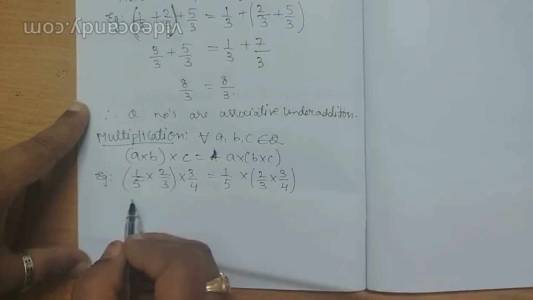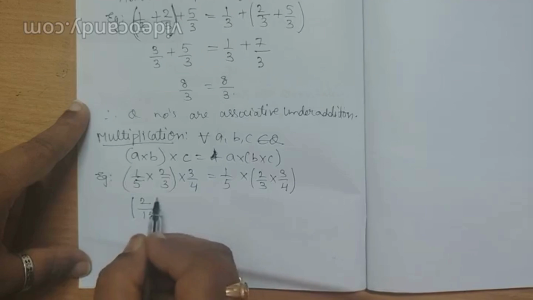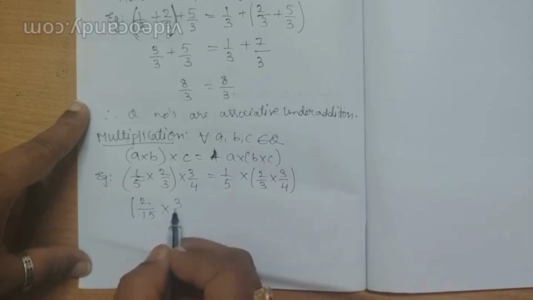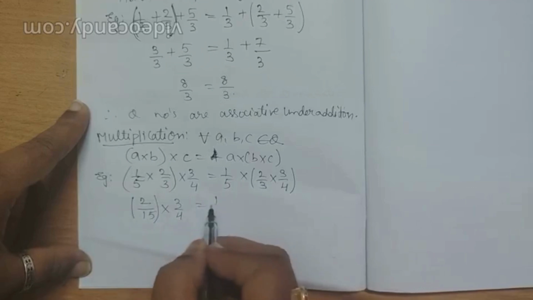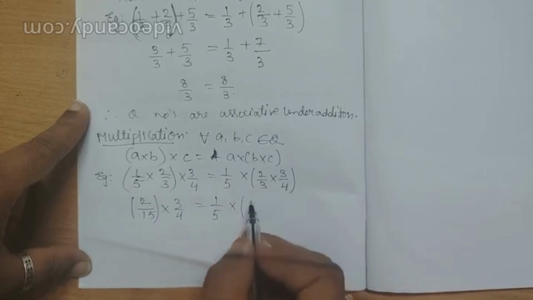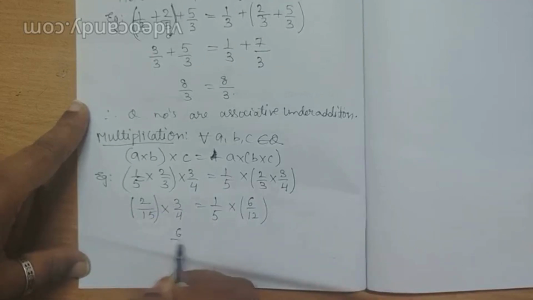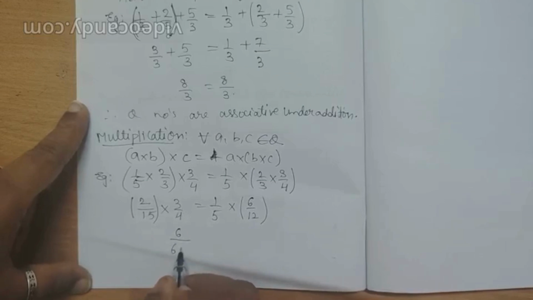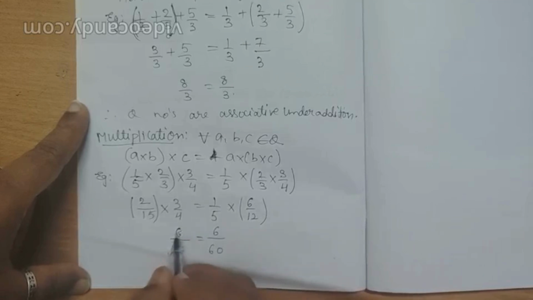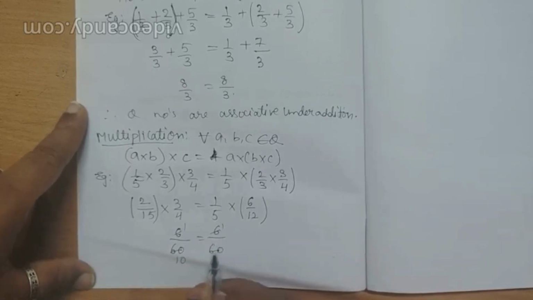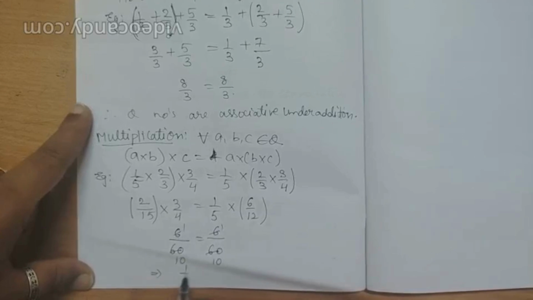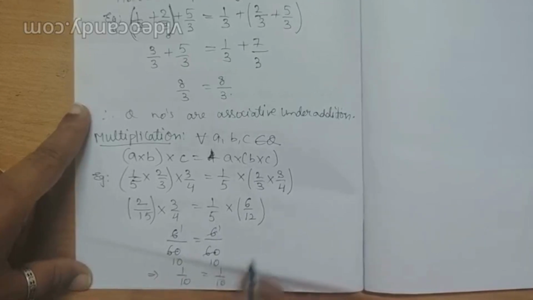So, when we multiply two fractions, numerator is multiplied with numerator, denominator with denominator. So, 1 2s are 2, 5 3s are 15 into 3/4. 1/5 into 2 3s are 6, 3 4s are 12. Now 2 3s are 6 by 15 4s are 60. 1 6s are 6 by 12 5s are 60. Simplifying, 1/10 is equal to 1/10.